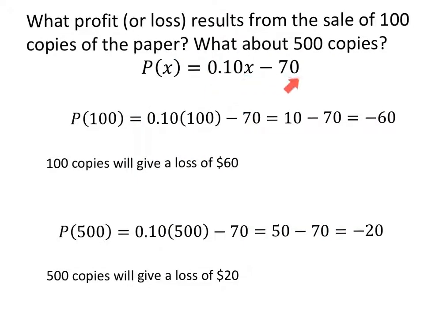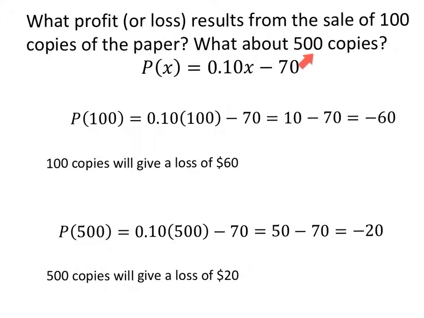All right, so we have our profit function here from the last slide. And we want to know what profit or loss results from the sale of 100 copies of the paper, and what about 500? Well, 100 copies of the paper, remember X is the number of copies. So let's put 100 in for X. 0.10 times 100 minus 70, we'll do our multiplication first. 10 cents, 100 copies, that's going to make $10. But we still have that $70 we have to overcome. 10 minus 70 is minus 60. If your profit is negative, that's a loss. 100 copies of the paper will give a loss of $60.